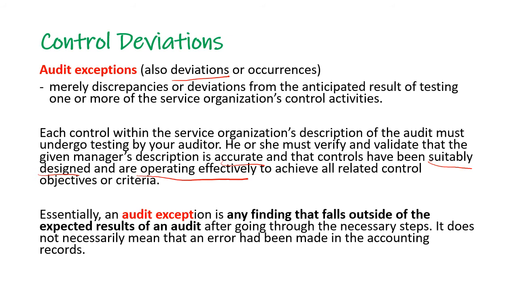Essentially, an audit exception is any finding that falls outside of the expected results of an audit after going through the necessary steps. But you have to remember, it does not mean that an error had been made in the accounting records because there are some deviations that cannot be directly linked to an error in the records. Pwede ra siya nga wala na siya motunong sa ilahang protocol, like for example, na-skip ang authorization, walay signature, pero it doesn't mean nga wrong na ang amounts, kay wala man siya mo relate sa amounts or sa figures.